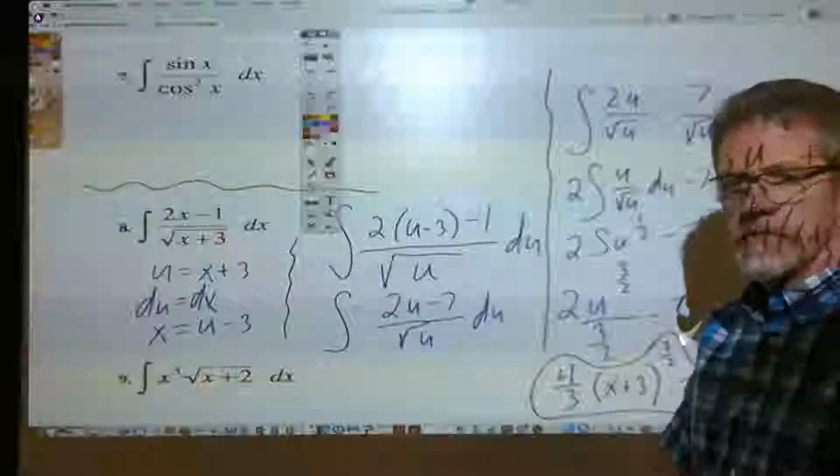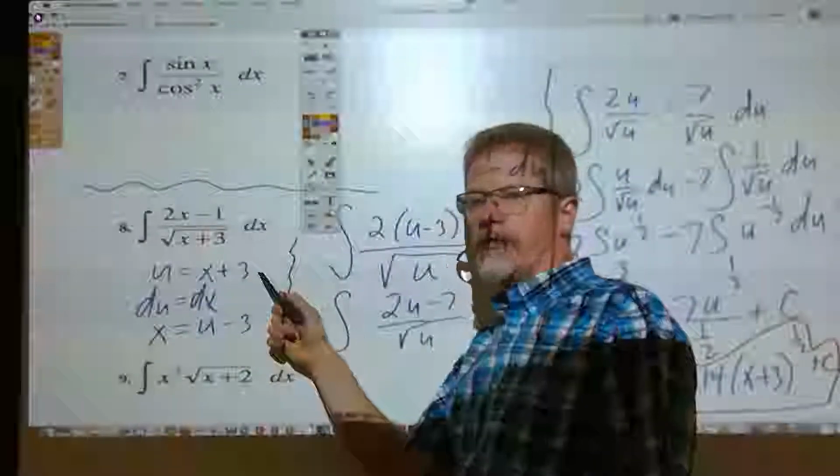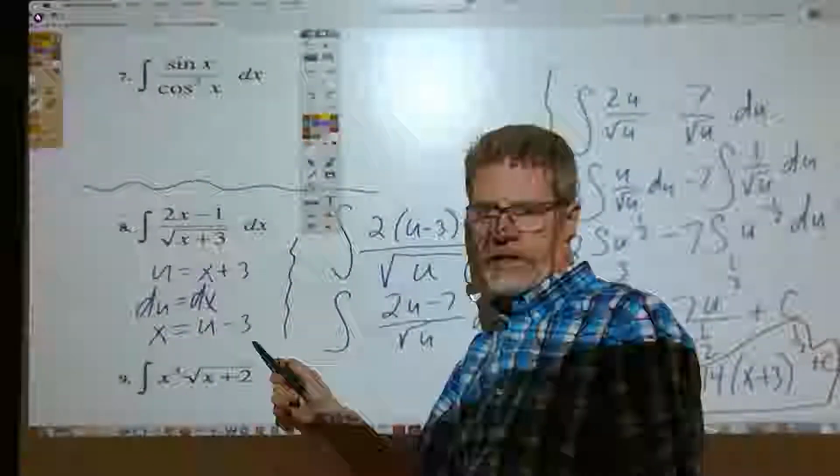Why is it u minus 3 though? Because if u is x plus 3, then solve this equation for x. X must be u minus 3.